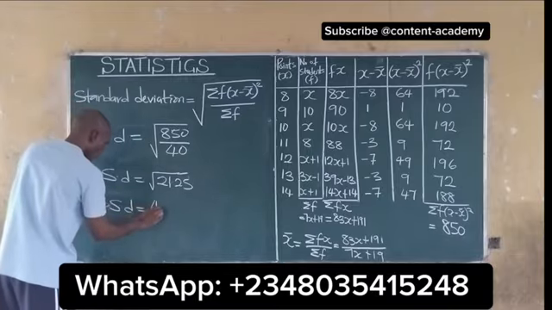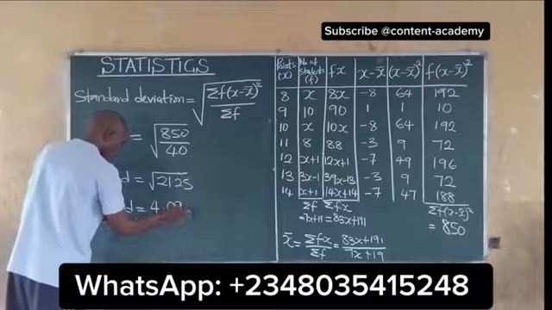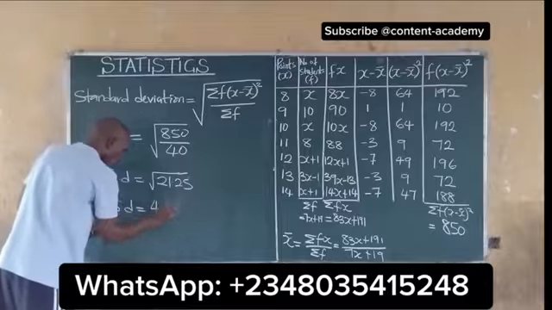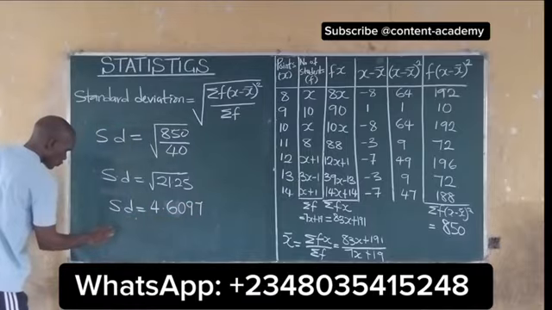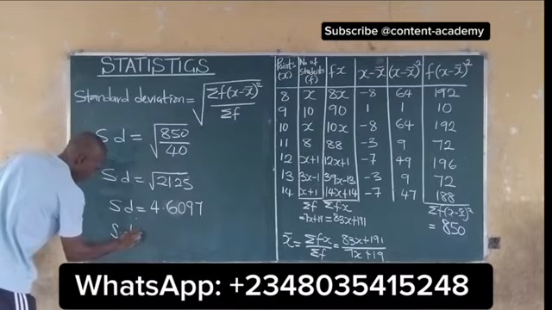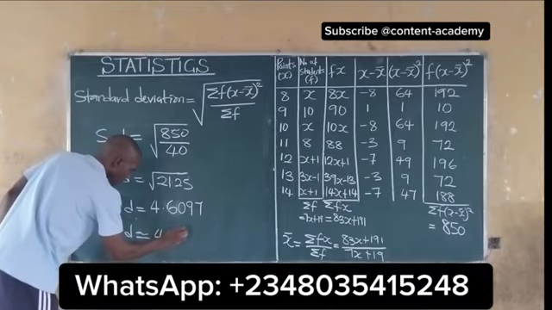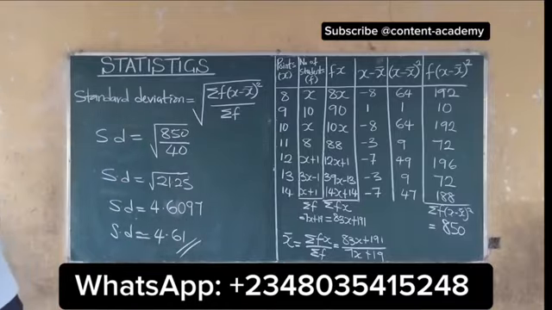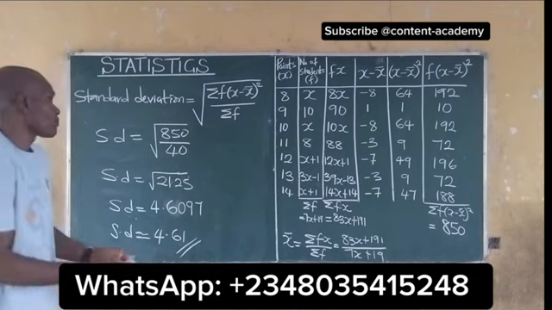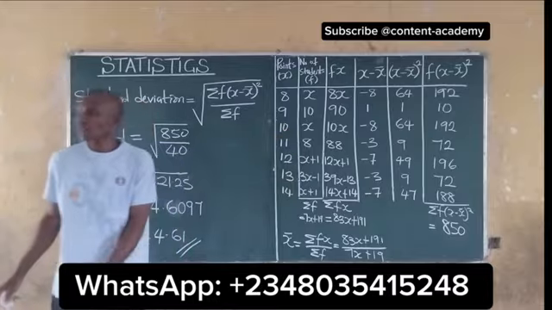which is 4.6097, which if we approximate, we have 4.61. So this is simply how we can compute the standard deviation if we are given an equation. Once you follow this procedure, it will be very easy to compute all of this.